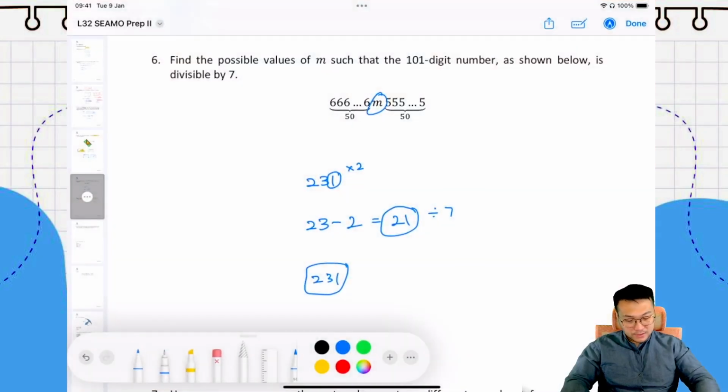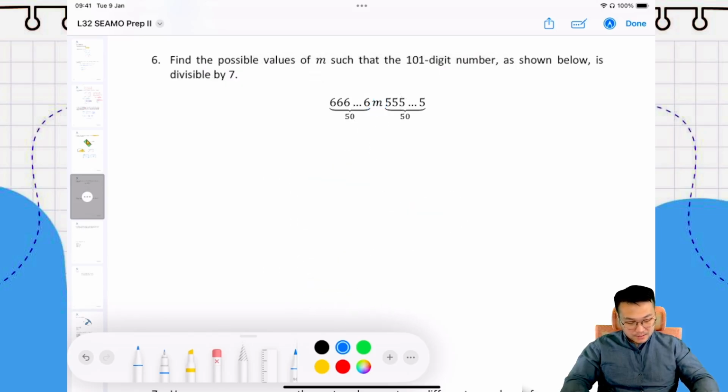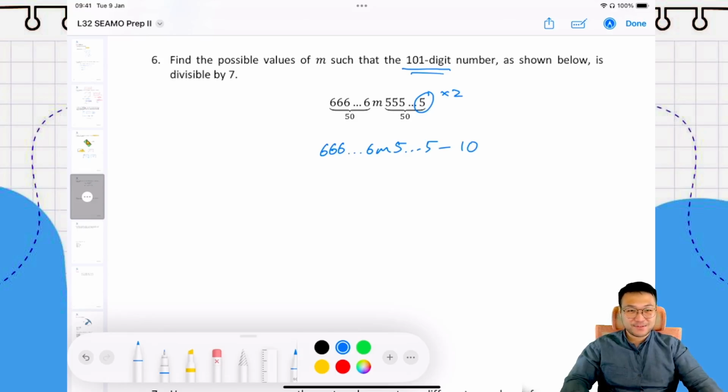Is there any other way to tell whether a number is divisible by 7? Because if you're going to use this method, you have 101 digits here. You're going to take the last digit, multiply by 2, and then take the rest of the digits and minus away, and then you're going to take forever. Yes, Andrea, what's the other method? Isn't it if the 6 digits are the same, then it's divisible by 7? Thank you, Andrea. Well done.